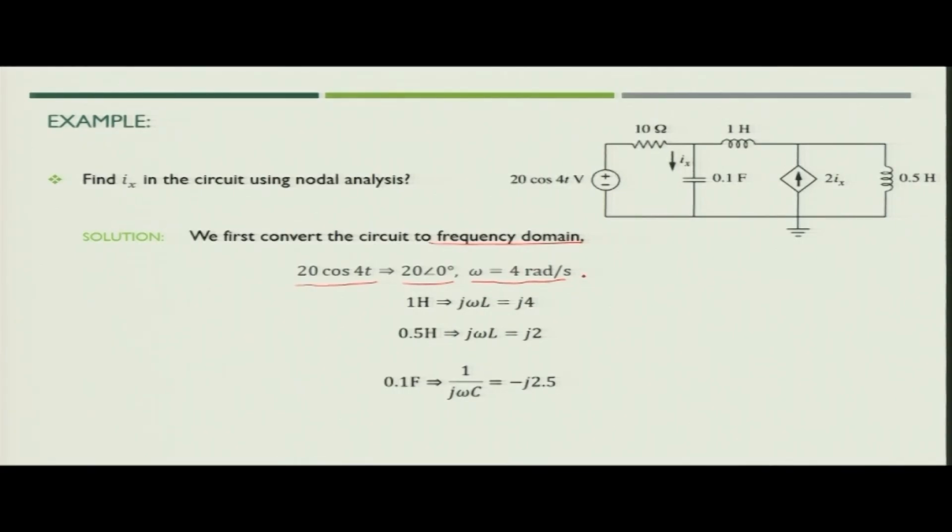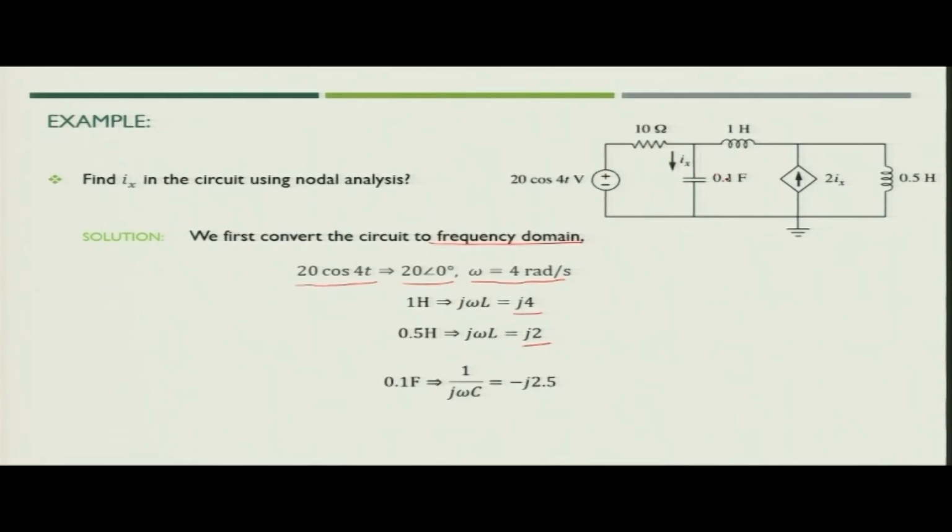So, now this omega will help us to transform the various circuit elements into frequency domain. So, what will happen? The 1 Henry inductor which we see in the figure will be converted into the frequency domain. So, it means that the inductor will be converted as j omega L. So, if you put the values of omega and L, you will get the value of inductor as j4. Similarly, in case of 0.5 Henry inductor, you will get the value as j2.